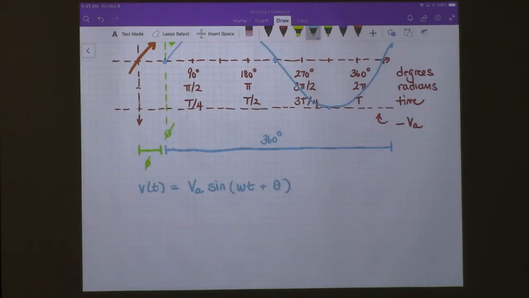We can also write this in terms of just the angle, where this would be VA sine of whatever the angle is plus phi. All right, so there's multiple ways to write these equations.